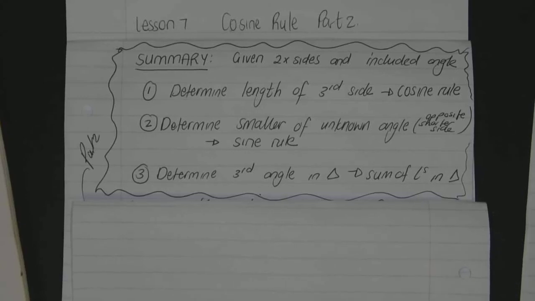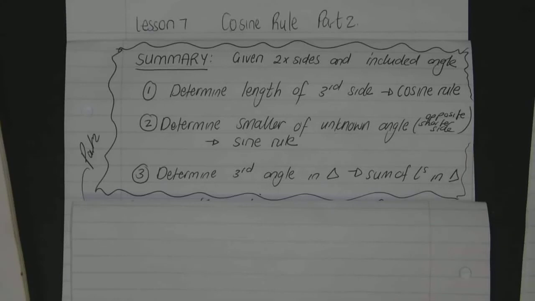Right, we're on lesson 7 of measurement in trig, and we are now going to look at the cosine rule. We did it yesterday as well, and we got to using the cosine rule. Remember that we need two sides with an included angle. So here's a summary of what we did yesterday.